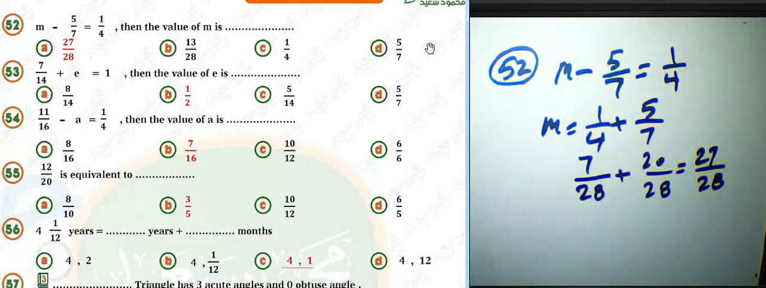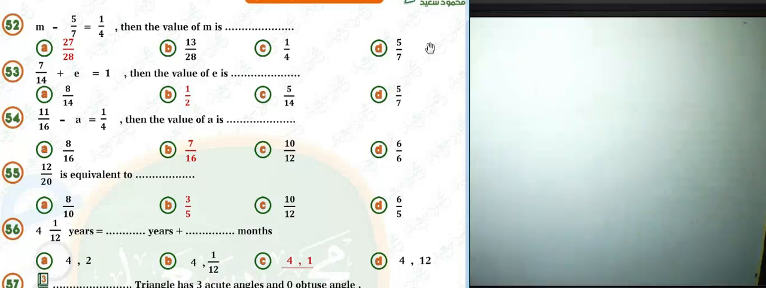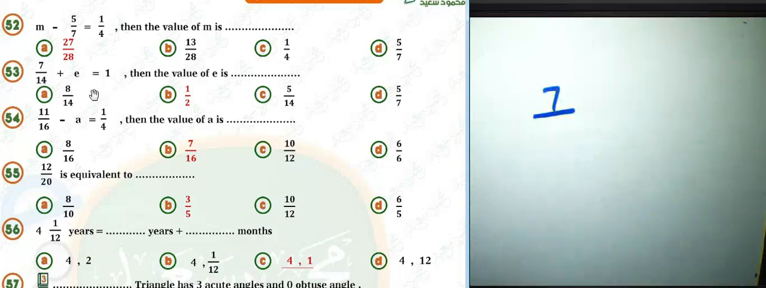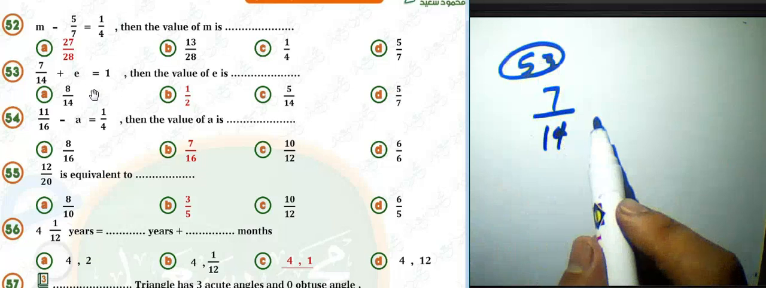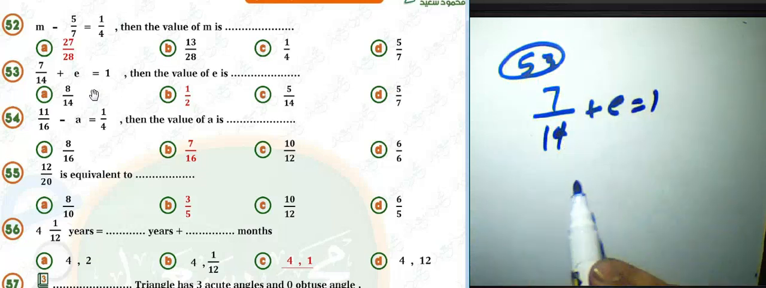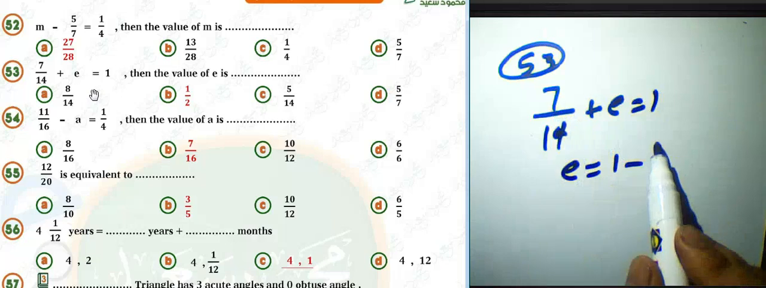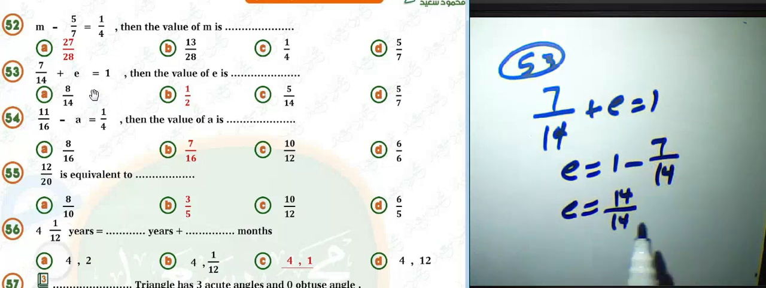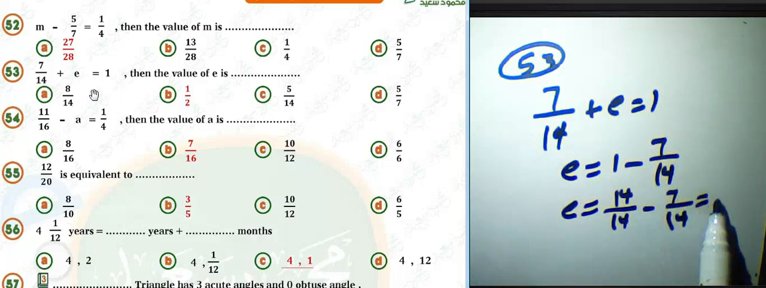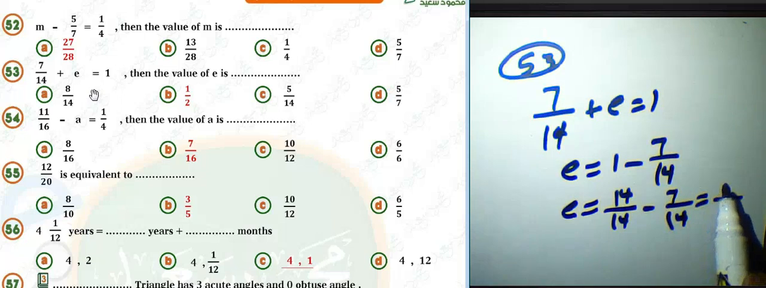Question 53. 7 over 14 plus E equals 1. E will be 1 subtracted by 7 over 14. We know 1 equals 14 over 14, subtract 7 over 14. 14 minus 7 equals 7, and write 14 in the denominator. And 7 over 14 will be a half.